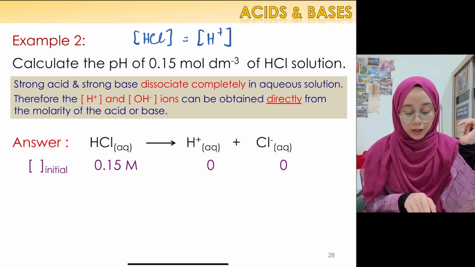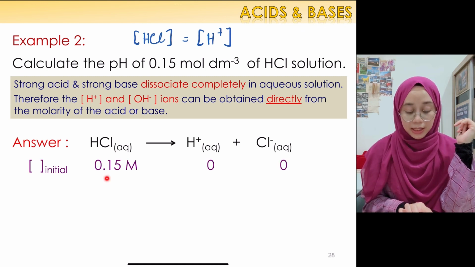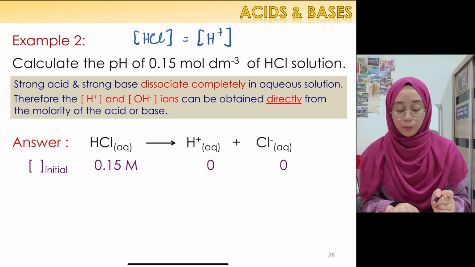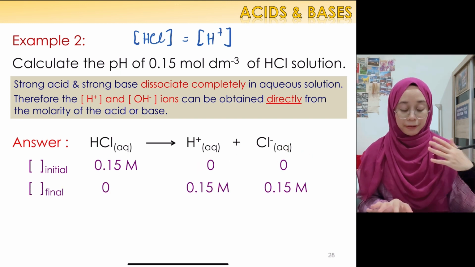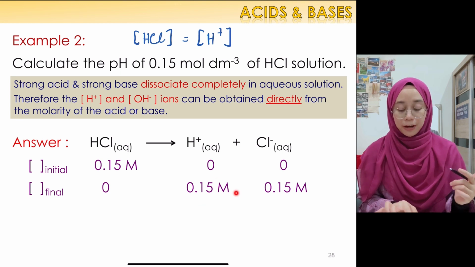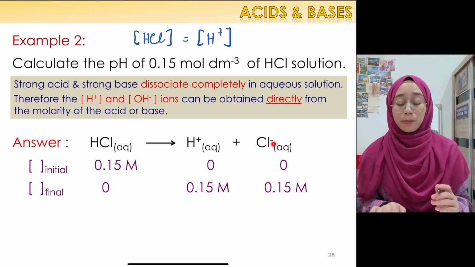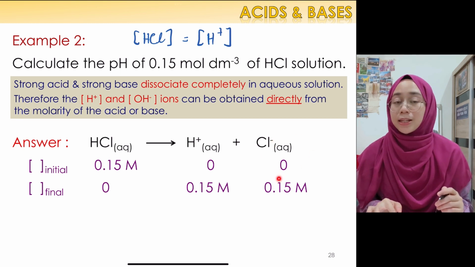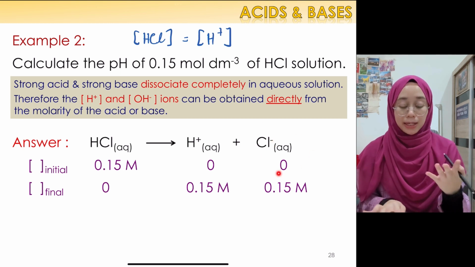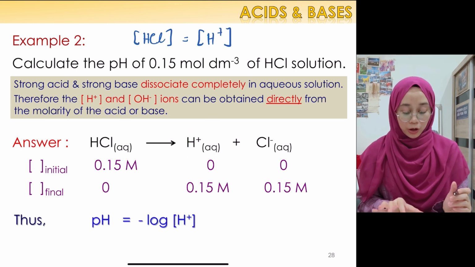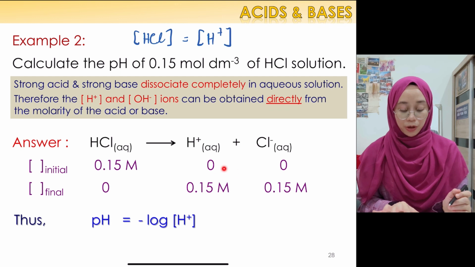So kat sini kelas, kalau tak buat macam ni pun tak apa, because initially kita ada 0.15 molar untuk HCl punya concentration. So dia akan produce H plus dengan Cl minus lepas tu, bermaksud initially 0 dekat sini, tapi final kita ada 0.15 molar of H plus and then Cl minus pun ada 0.15 molar juga. But is it necessary untuk to know yang Cl minus ni? Tak perlu pun, because in order to look for pH, we need to know the concentration of H plus. Okay, so kita boleh masukkan value 0.15 ni dalam ni.